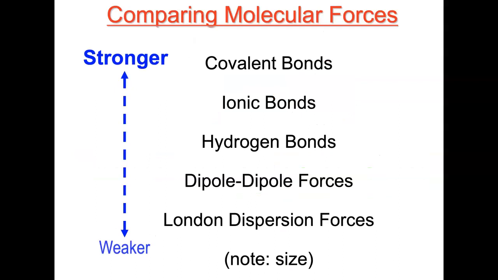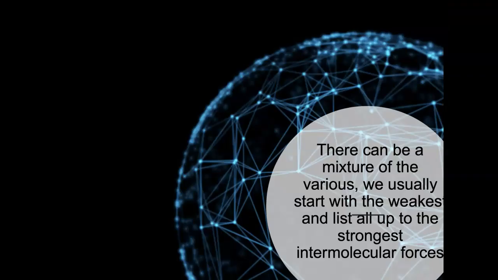So if we wanted to compare all of these forces, covalent bonds, an intramolecular force, are the strongest. And then our weakest force is our London or our dispersion forces. And remember, the size is the most important thing there. And so when you're looking at the periodic table, you should know the sizes of those atoms, because you're going to have to think about that when you're doing those London dispersion forces.